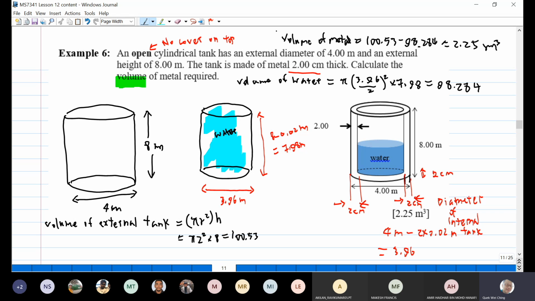Okay, so this is how you get the answer for example 6 for a cylinder. So the volume of a cylinder tank is pi r squared times h. You have to measure the height for each case. The height of water if you fill up is 7.98 now. The diameter of water in your tank is 3.96. So this is how you get example 6 here. I can merge this up for you.